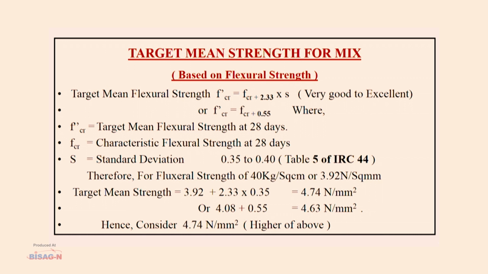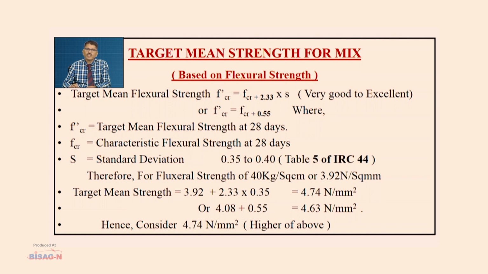Target mean flexural strength, F'cr, means target mean flexural strength at 28 days, whereas Fcr is the characteristic flexural strength at 28 days. This 2.33 I have taken. It can vary from 1.65 to 2.33: 1.65 for average to good, 1.95 for good to very good, and 2.33 for very good to excellent, as per IRC 15.